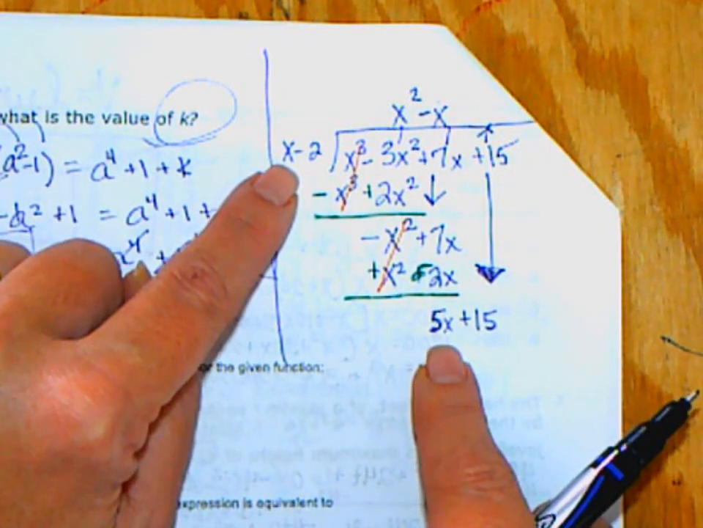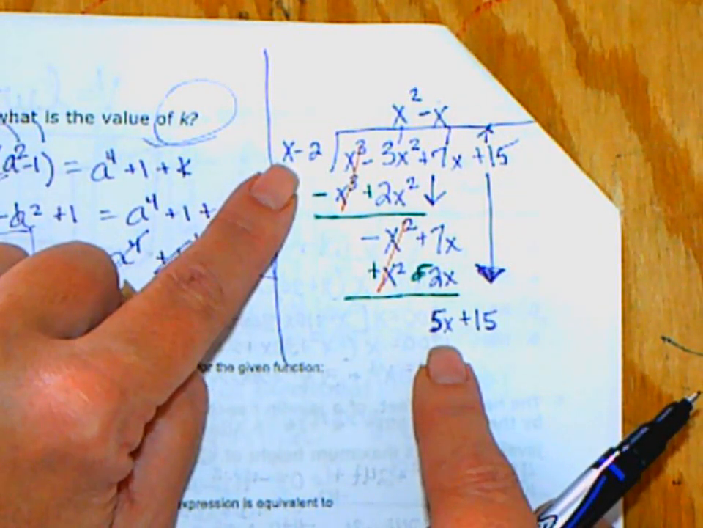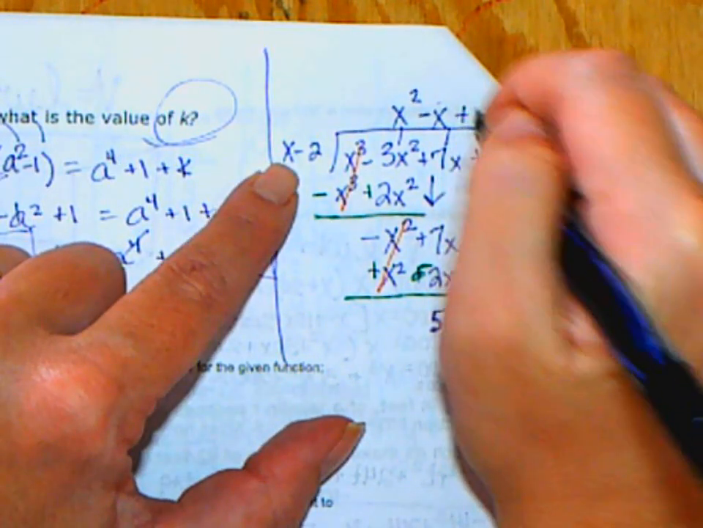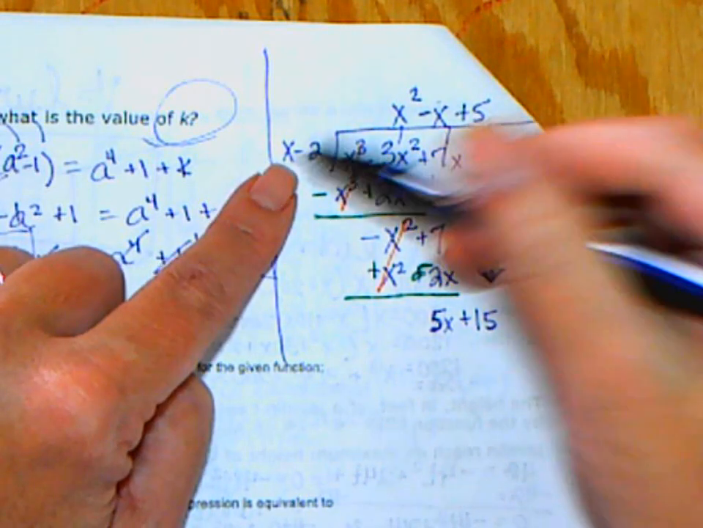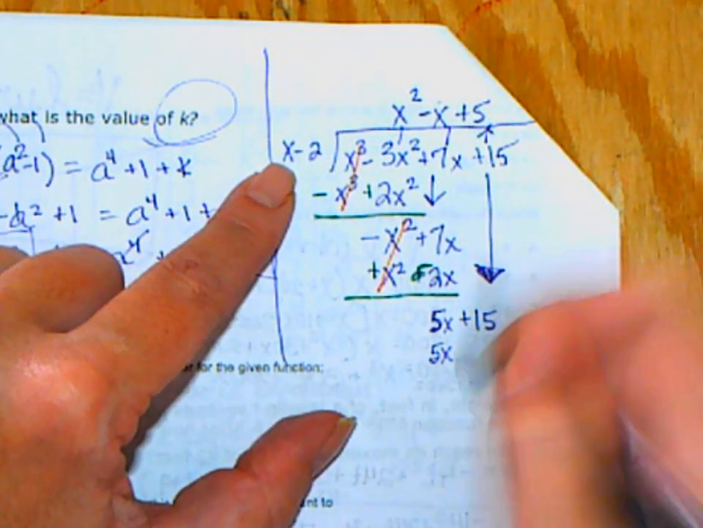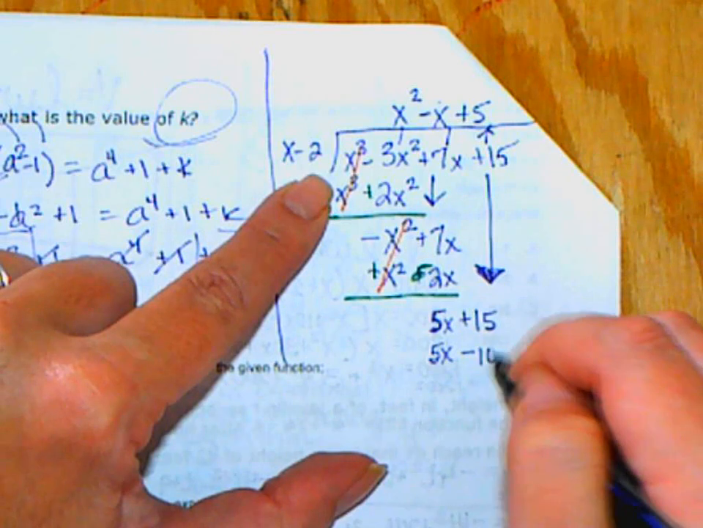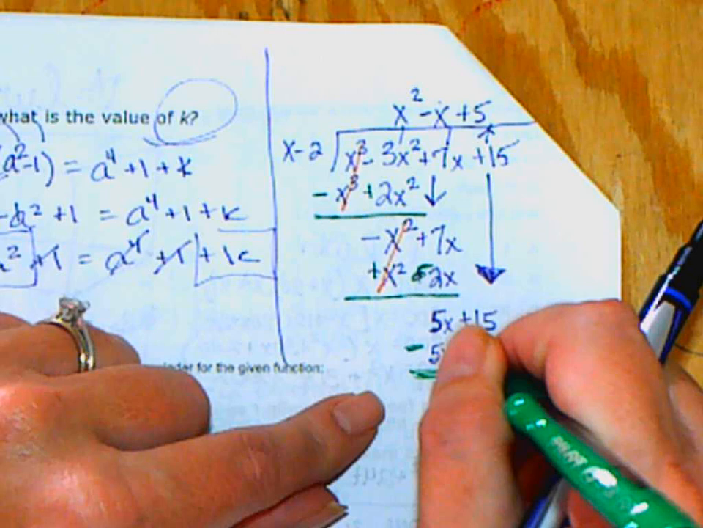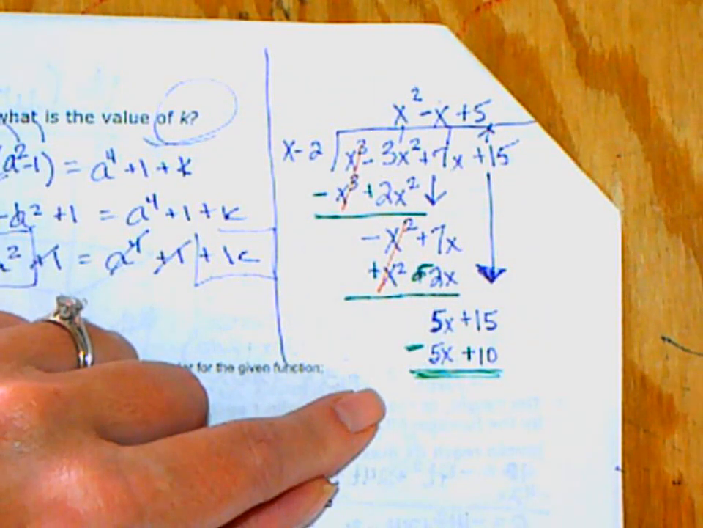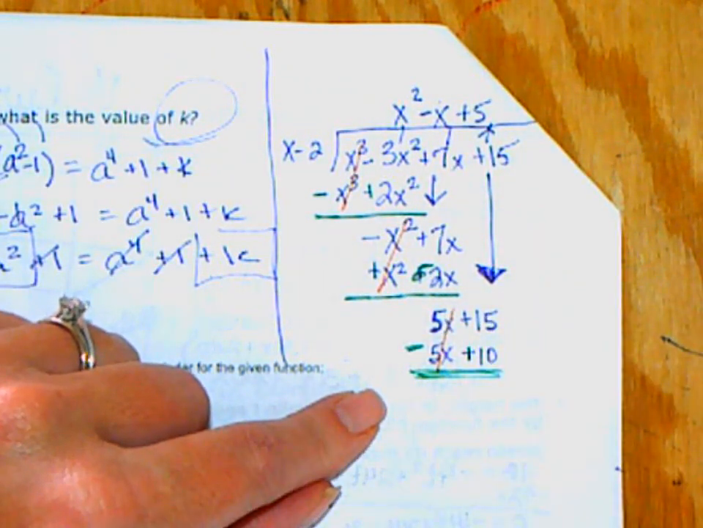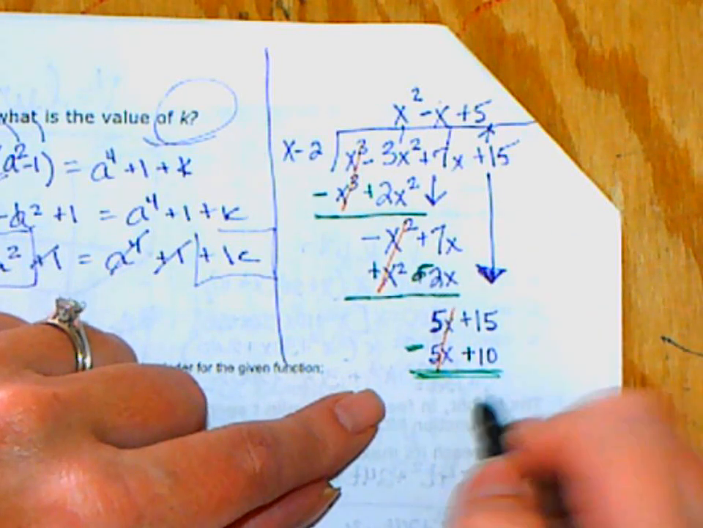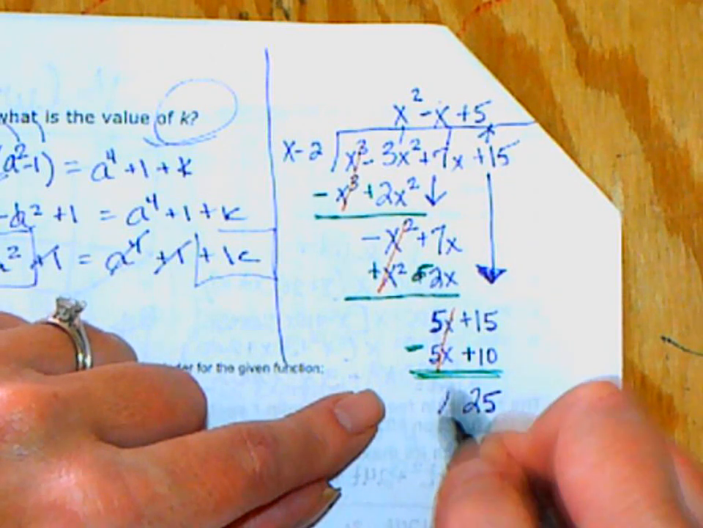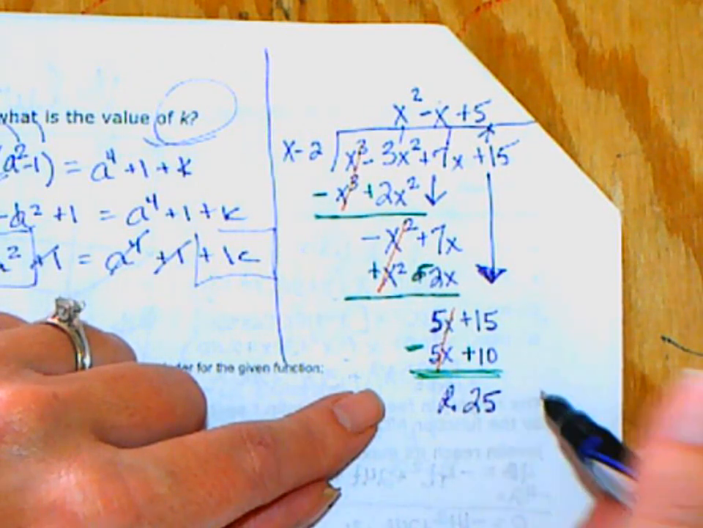X times what is positive 5x? Positive 5. Multiply. Positive 5 times x is 5x. Positive 5 times negative 2 is negative 10. Draw a line. Change the signs. 5x minus 5x is 0. If it's not, something's wrong. Positive 15 and positive 10 make positive 25. Is there anything else to bring down? No. So this is your remainder. You can write it as a fraction or just remainder 25.